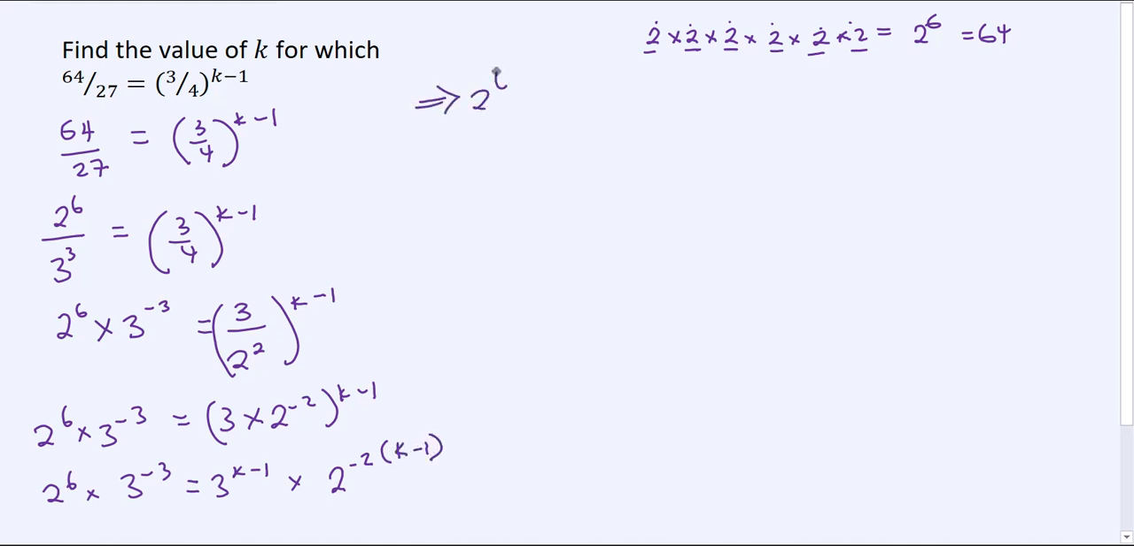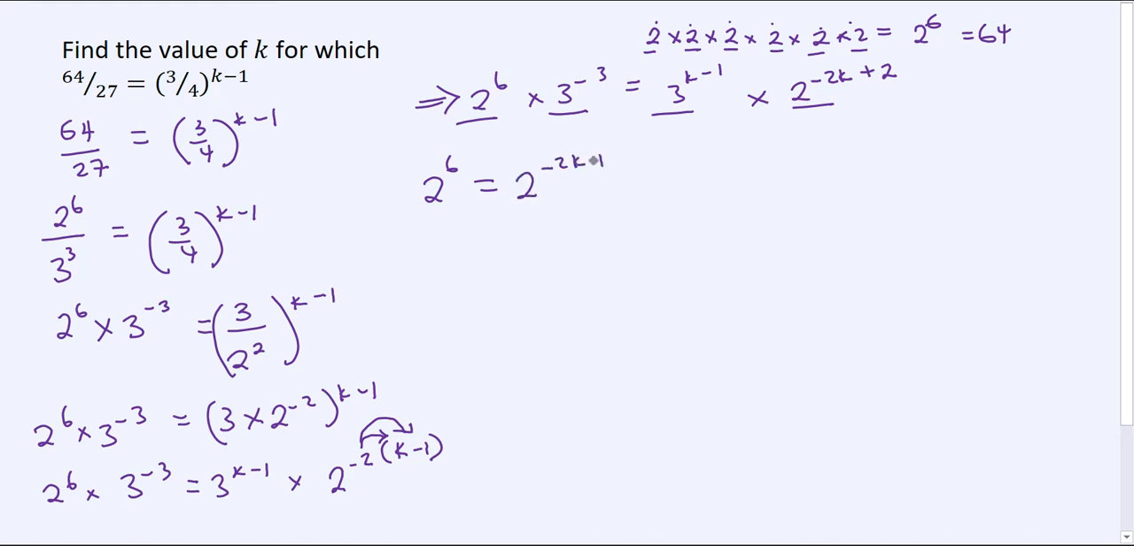We have 2 raised to the power 6 multiplied by 3 raised to the power minus 3 is equal to 3 raised to the power k minus 1 multiplied by 2 raised to the power negative 2k plus 2. So I just multiplied, distributing the 2 amongst these brackets, or expanding this bracket. So from this point, we'll have the 2's and the 3's. Let's solve for the 2's first. So 2 raised to the power 6 is equal to 2 raised to the power negative 2k plus 2.